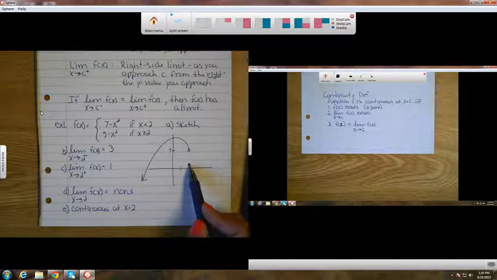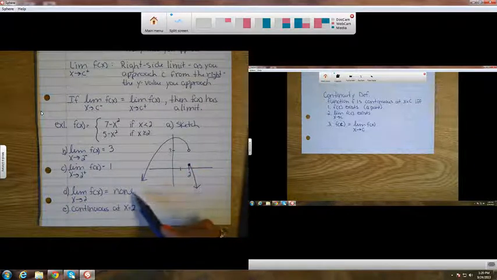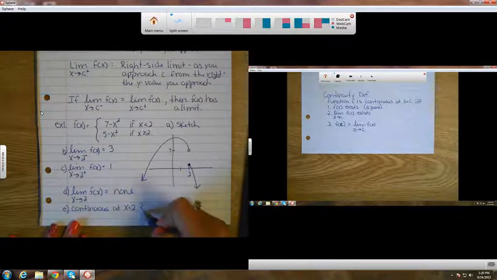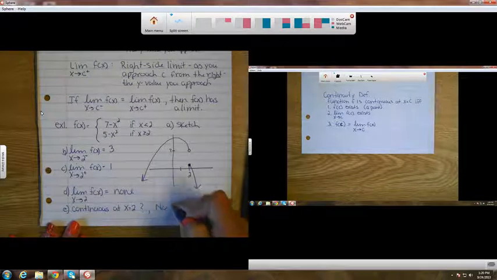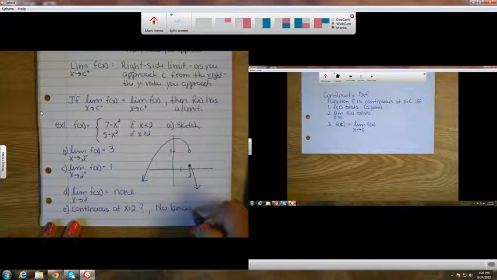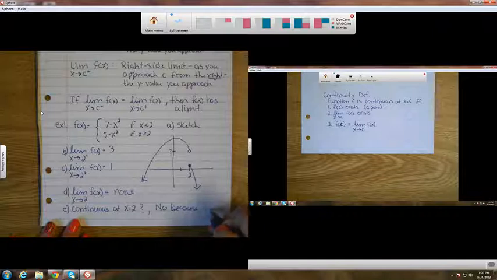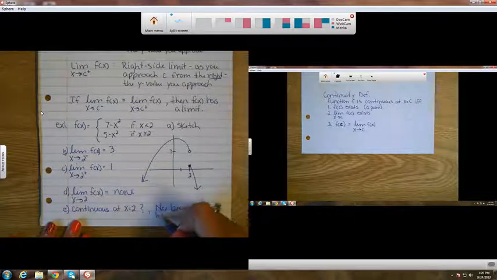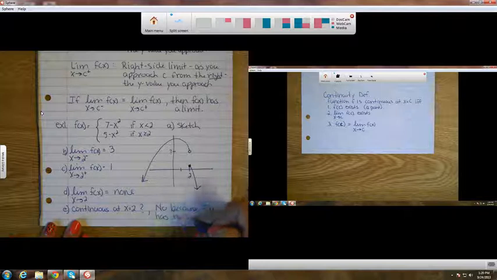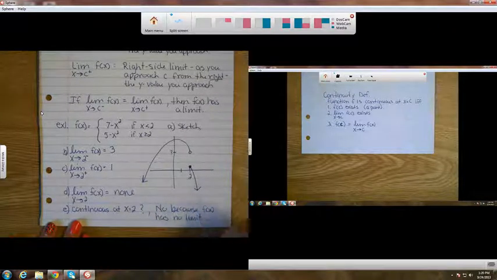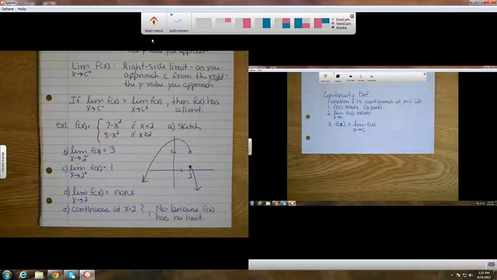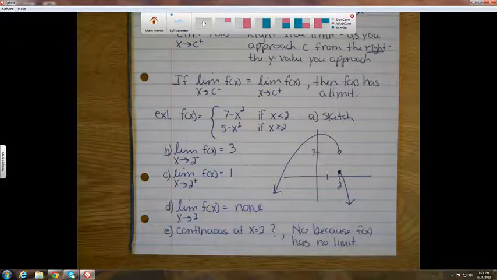The limit has to exist. Well, we just said there is no limit. So is it continuous? The answer is no, because f of x has no limit. Okay, so that's just a quick review of the 3-part continuity definitions. You have to have a point, you have to have a limit, and they have to be the same. Okay, I'm going to get rid of that and move on to our next example.